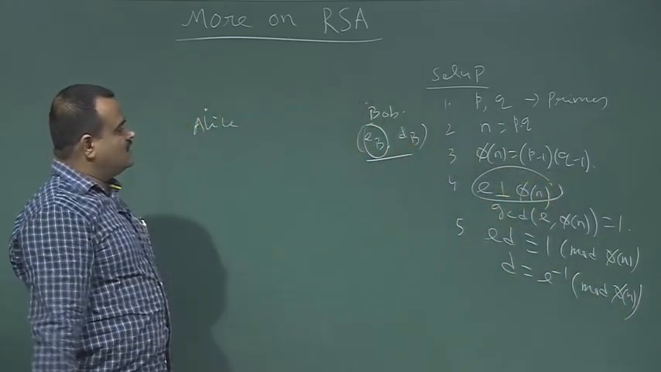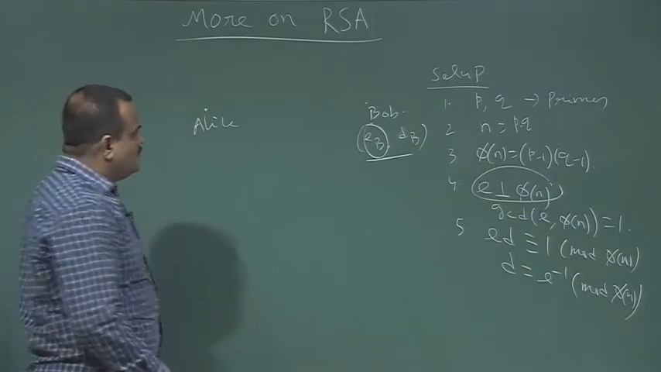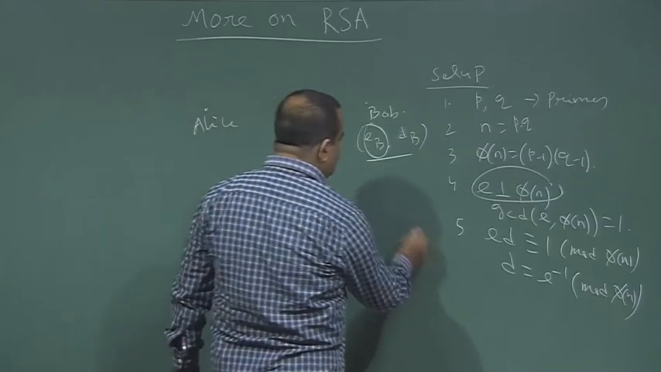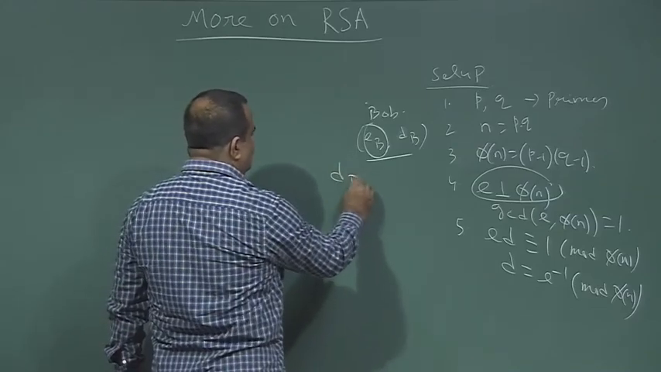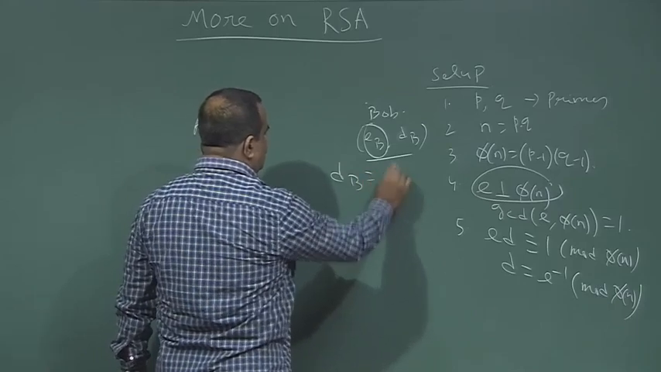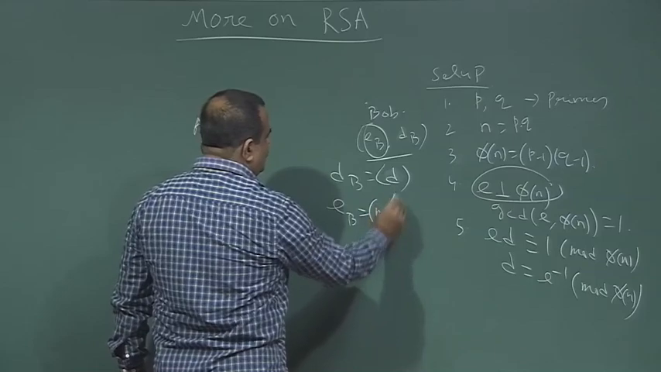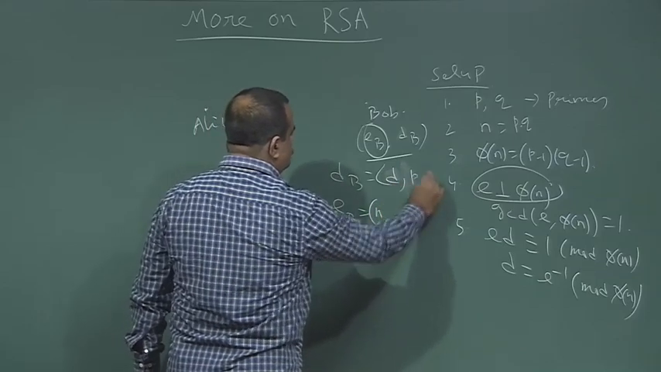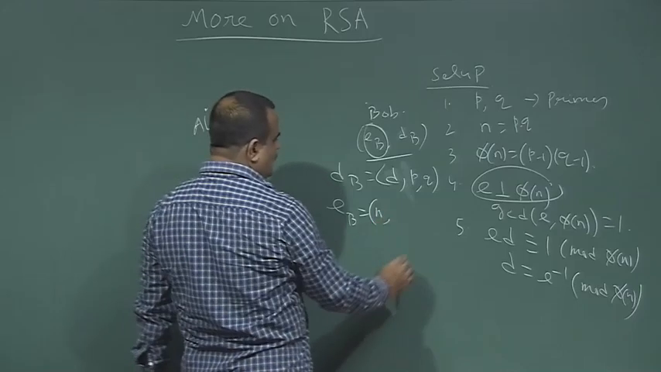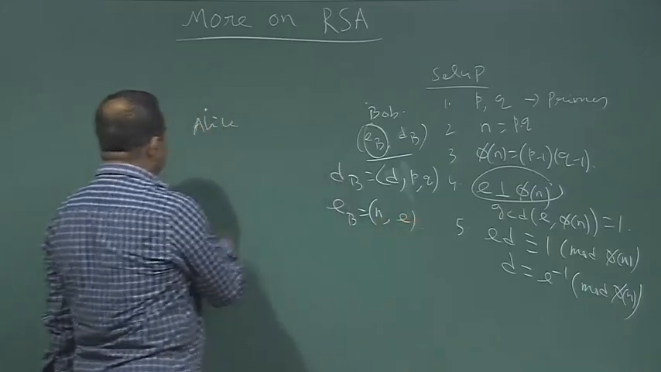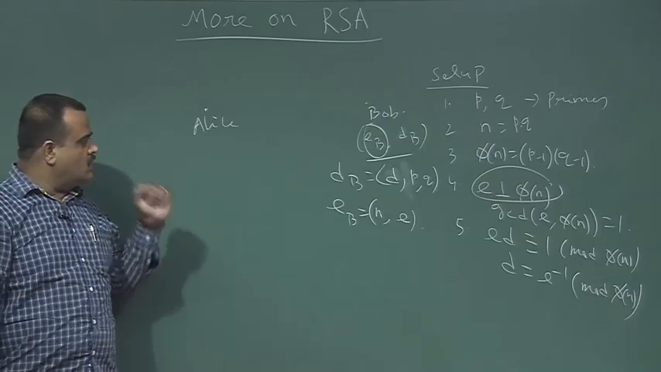So this is the key generation phase. Bob makes D private, and P and Q are also private, and the public key is basically n and E. This will be sent to Alice or anybody else who wants to send a message to Bob.